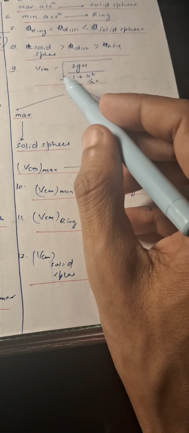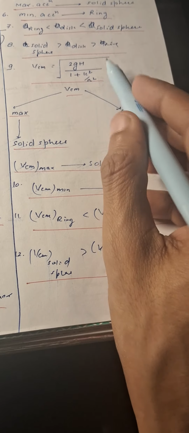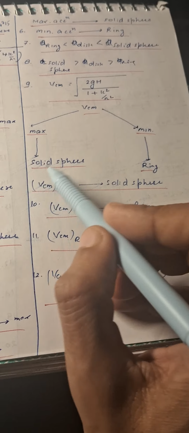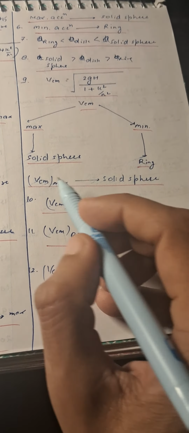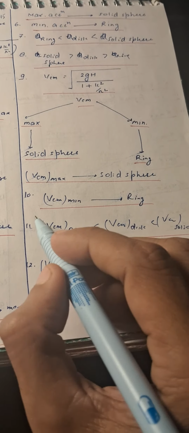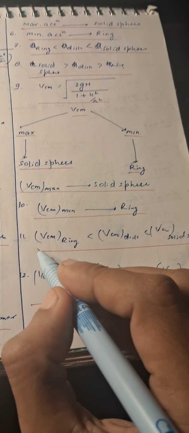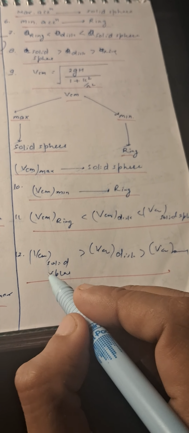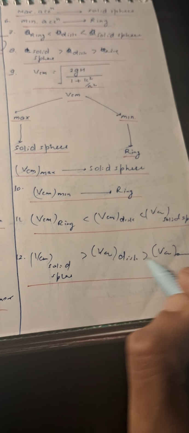Now coming to the velocity of center of mass, it is root 2 gh by 1 plus k square by r square. So VCM will be maximum for solid sphere and minimum for ring. Ascending order will be ring less than disk less than solid sphere, and descending order will be solid sphere greater than disk greater than ring.